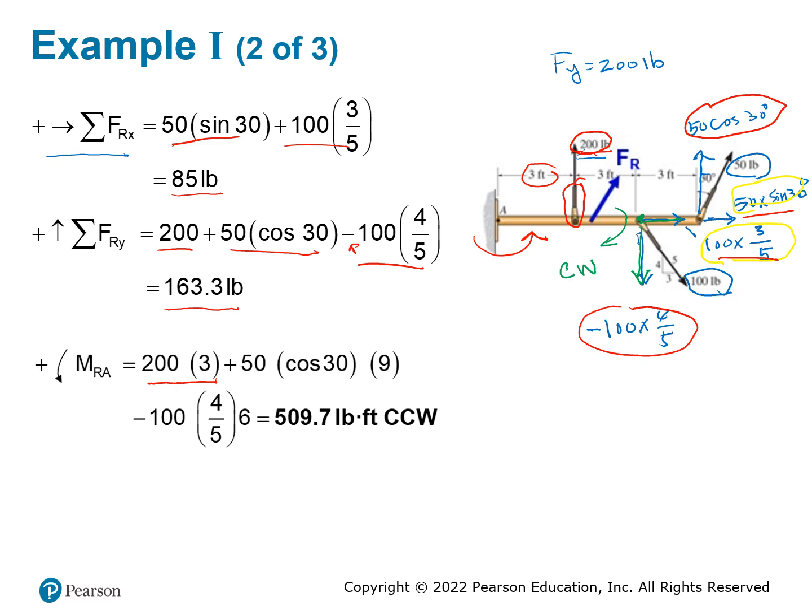So this is the green one right here. You have negative 100 times 4 over 5, which is this force, and you multiply with the distance from here to here, which is 6 feet. So this is 6 right here, and that's negative.